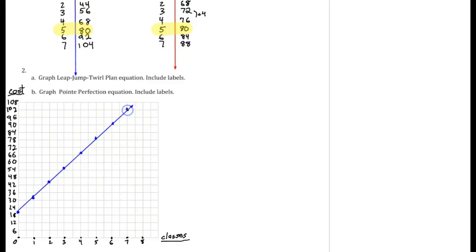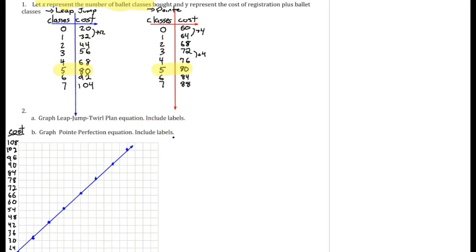Okay. And of course, label this so when we're finished, we can actually see, oh, this one's cheaper. Or this one's more expensive. If we just have 2 lines on there, we don't know which is which. Then we can't really tell if it's cheaper or not. So let's call this one the leap jump. Label it so we know that it's cheaper.